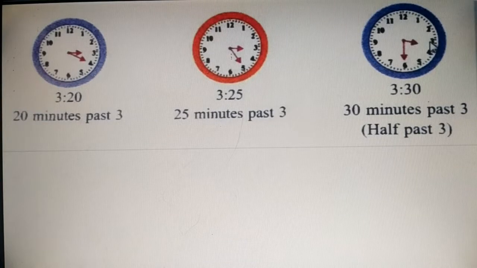In this one, the hour hand is in between 3 and 4. The minute hand is at 6. When the minute hand is at 6, you can read this time as 3:30. It can be read as 3:30, or as 30 minutes past 3, or as half past 3. When the minute hand is at 6, it can be spelled in 3 ways. One is 3:30, second is 30 minutes past 3, and third one is half past 3. All are correct.